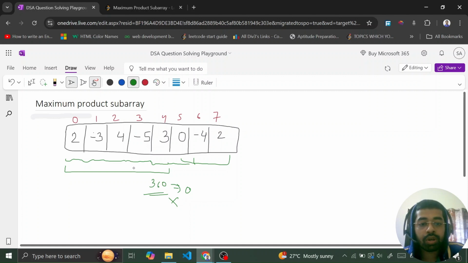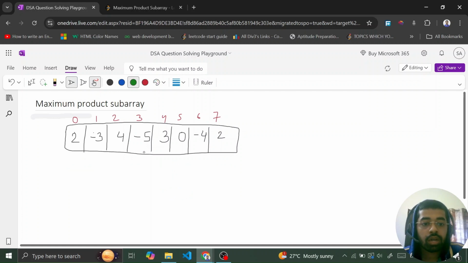But now let's change the scenario a bit. If we make this minus 5 as plus 5, now what will happen? We start from here: 2, minus 3 is minus 6, times 4 is minus 24, times 5, times 3. Oh, it's minus 360. It can't be taken because it's a negative value. So we can't take this.